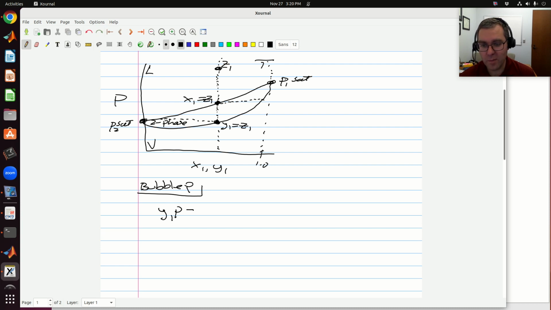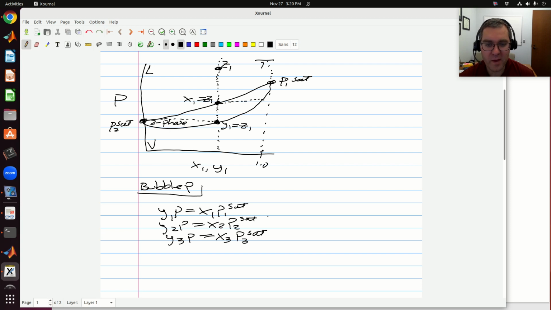So I'm going to have Y1P is equal to X1 P1 sat. Again, I'm assuming Raoult's law is applicable. The vapor phase is an ideal gas, the pure component at saturation at T is an ideal gas, the Poynting correction is negligible, and the liquid phase is ideal. So Y2P is equal to X2 times P2 sat, and Y3P is equal to X3 times P3 sat.